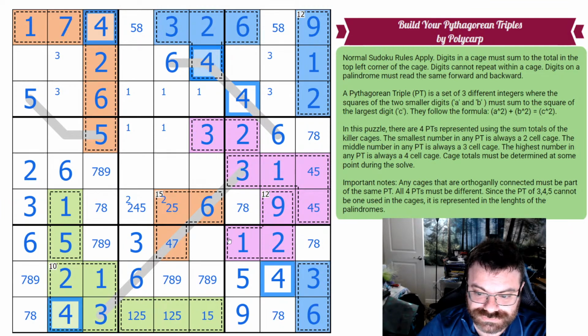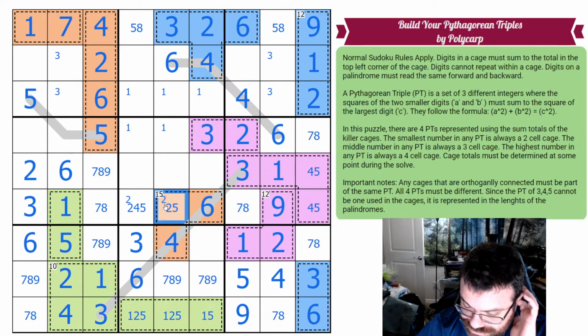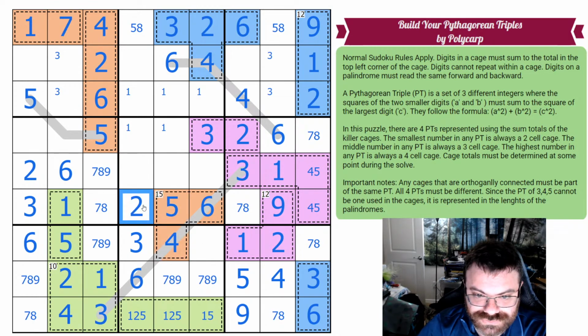4s. Okay, so 4 in this box goes here. So that adds to 10, so that's a 5, that's a 2. That gives us this 2.